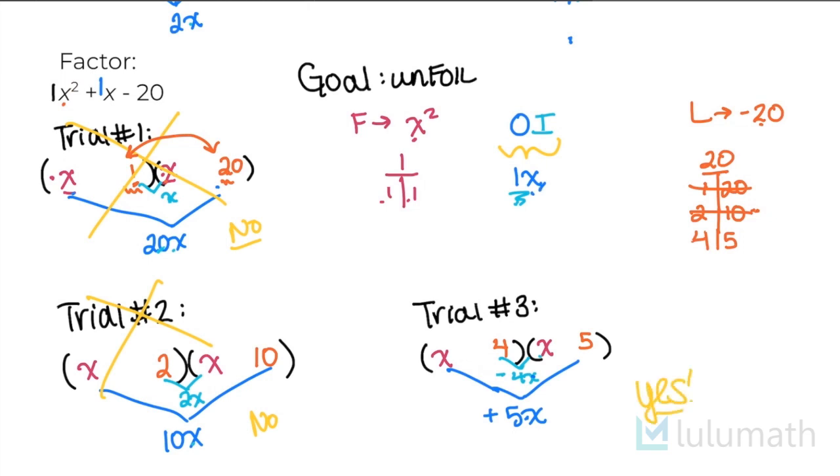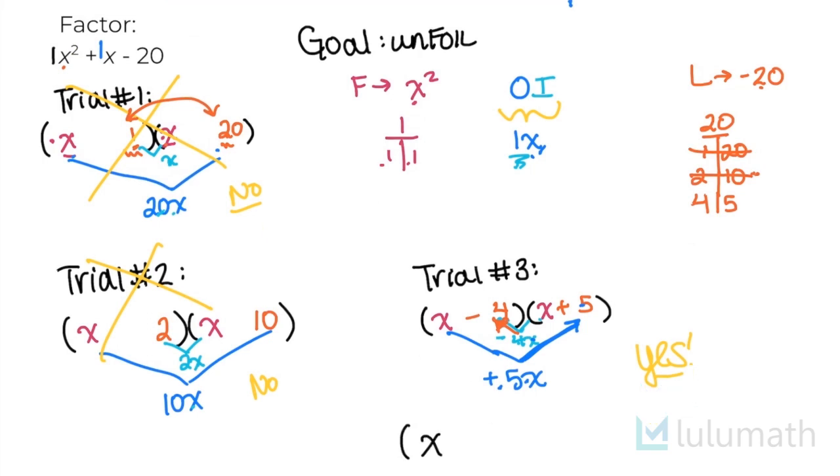so we know that this is going to be a success. Now, because this 4x has to be negative, that means that this 4 right here also has to be negative, so this will be a minus 4. And because this 5x has to be positive, that means that this 5 right here also has to be positive, so we're going to write plus 5. So that means that our final answer is x minus 4 times x plus 5.